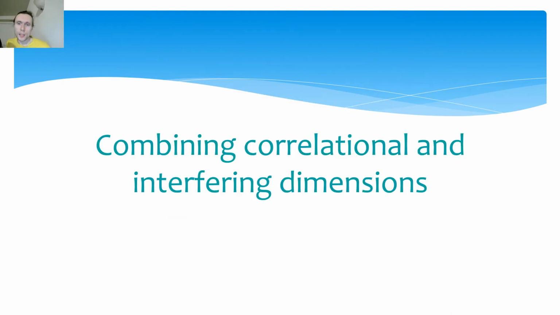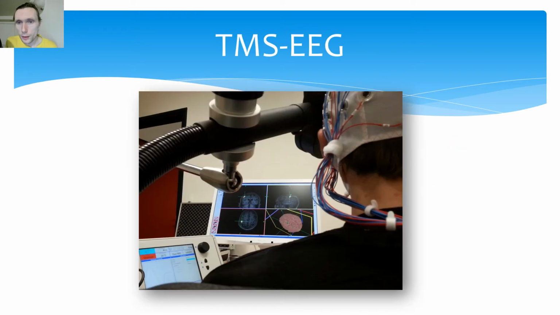All right, so let's have a look at combining correlational and interfering dimensions. As I said, the correlational dimension looks at the activity but doesn't know if something is causally involved with a certain task. And the one interfering method that is well known and well used in humans is transcranial magnetic stimulation, whereby a short magnetic pulse is used to either interfere with brain activity or activate a certain brain area that you target.